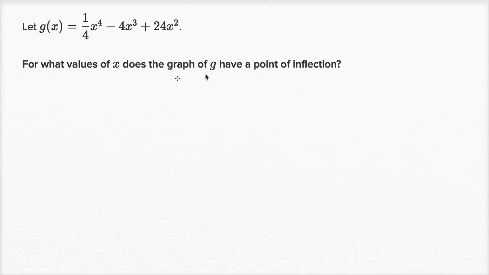So let's just remind ourselves what a point of inflection is. A point of inflection is where we change our concavity, or you could say where our second derivative, g prime prime of x, switches signs. So let's study our second derivative. In order to study our second derivative, let's find it.